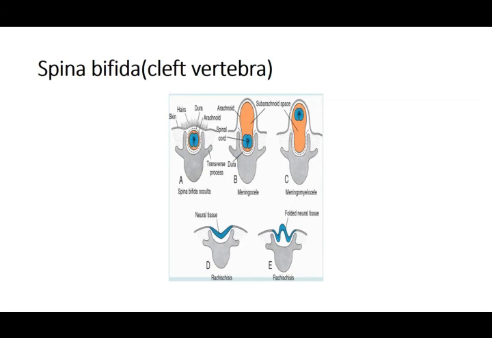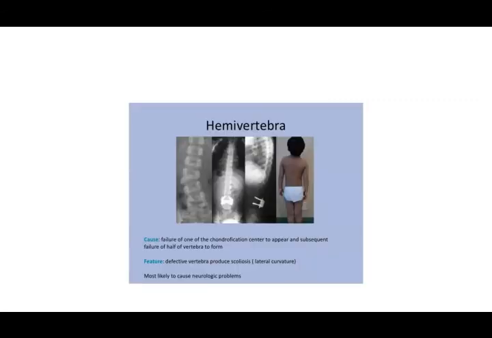All these are different. And rachischisis: the neural arch is incompletely divided and has very little nervous tissue, or there is a problem in the neural tube, which is called rachischisis. So that was about the development of the vertebra and the vertebral column. I show you the different pictures again.